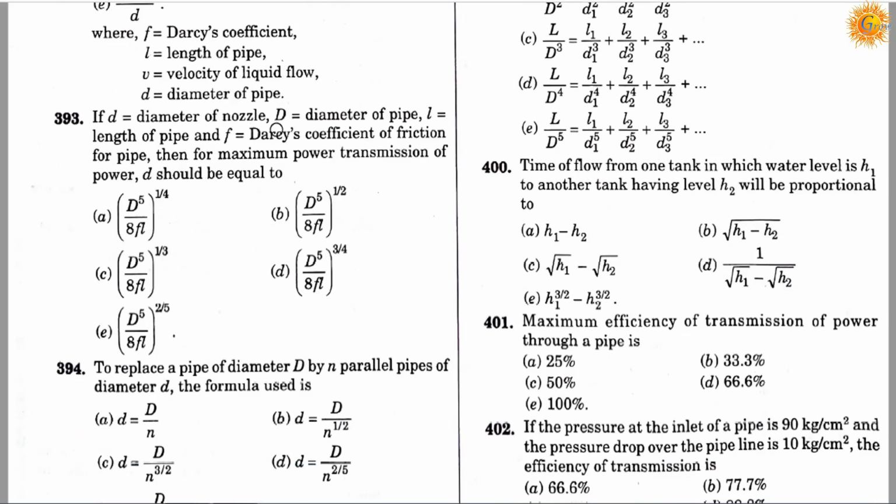If small d is the diameter of the nozzle, capital D is the diameter of the pipe, small l is the length of the pipe, and F is Darcy's coefficient of friction for the pipe, then for maximum transmission of power, small d should be equal to: option A, D power 5 divided by 8fl, whole power 1 upon 4; option B, D power 5 divided by 8fl, whole power half; option C, D power 5 divided by 8fl, whole power 1 upon 3; option D, D power 5 divided by 8fl, whole power 3 by 4; and option E, D power 5 divided by 8fl, whole power 2 by 5. So the correct answer is A.